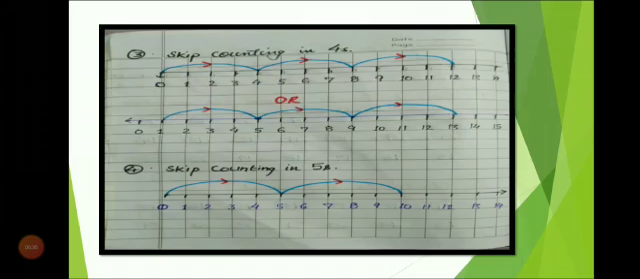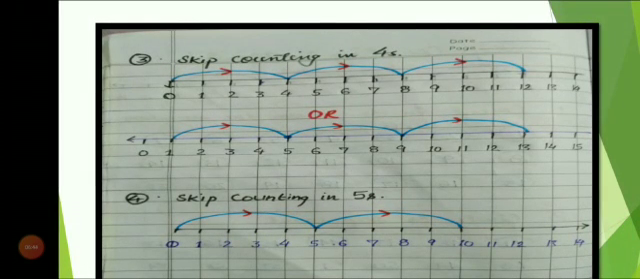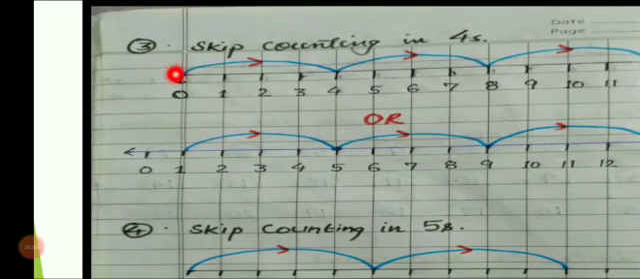Now, let's take our next topic, skip counting in 4s. Students, like 3s, like 2s, in 4s skip counting, if we start from 0, we have to reach every fourth number. As you can see here, from 0, we have to reach every fourth number. Like if we start from 4, then 1, 2, 3, 4. It means in 4s skip counting, we have to reach every fourth number. And from 8, after skipping 9, 10, 11, we will reach number 12. Okay.